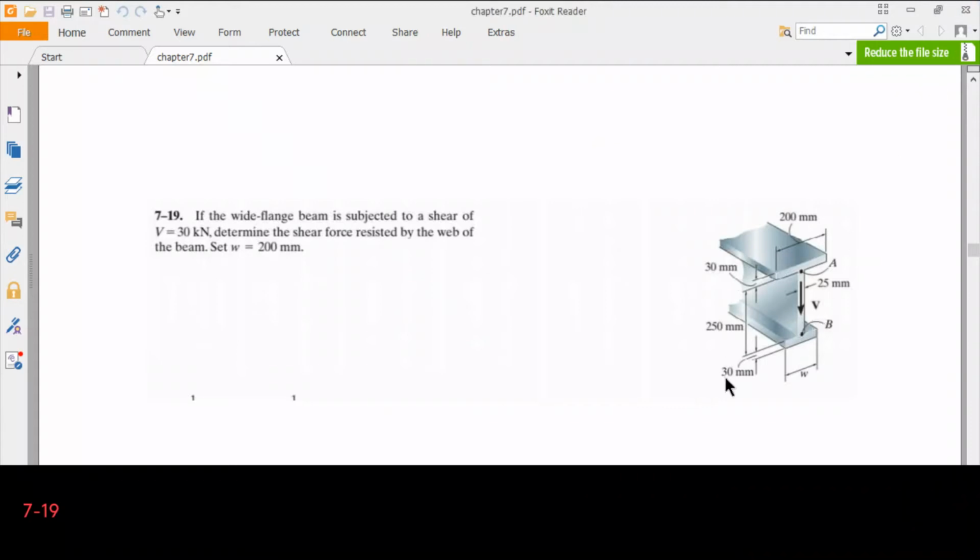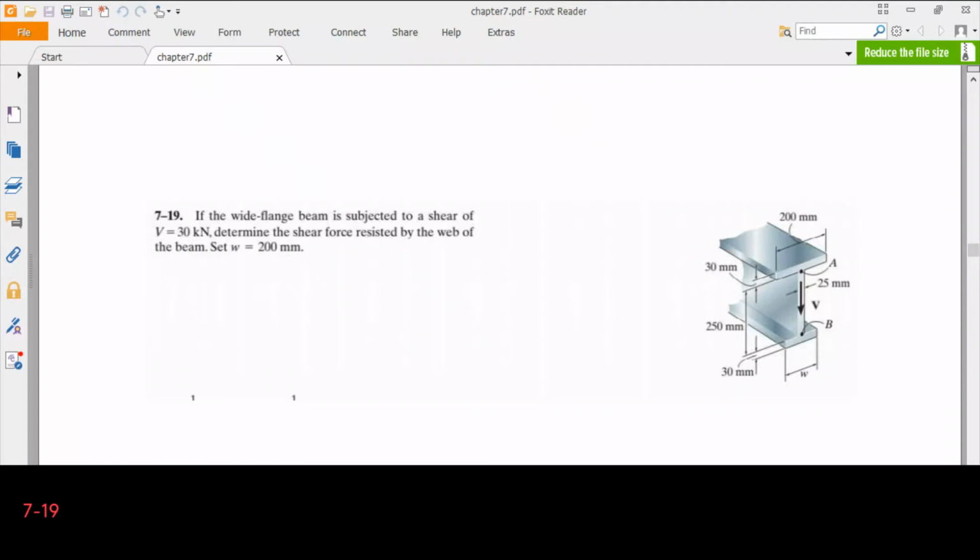So we have an I-beam because the width of the lower flange is set to 200 millimeters, and therefore it is equal to the upper flange. We are asked for the force resisted by the web. So the web is located from A to B. So this vertical part is the web and the horizontal part is the flange. The thickness of the web is given. It is 25 millimeters, and the thicknesses of the flanges are 30 millimeters. And the distance between the two flanges is given as 250 millimeters.